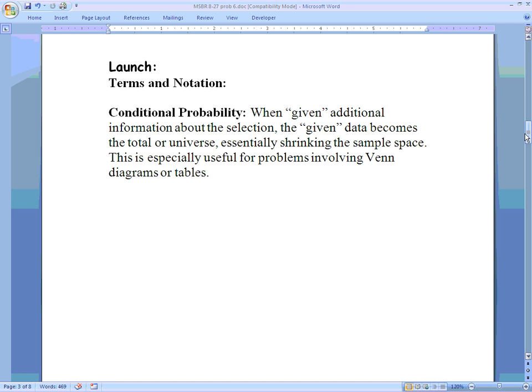Conditional probability is when you're given, that being the keyword, additional information about the selection. The given data becomes the total or universe, essentially shrinking the sample space. This is especially useful for problems involving Venn diagrams or tables. We've talked about this in class before.